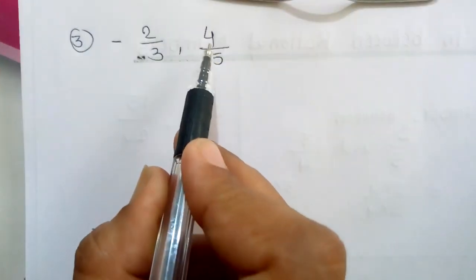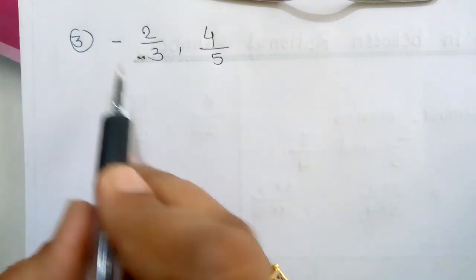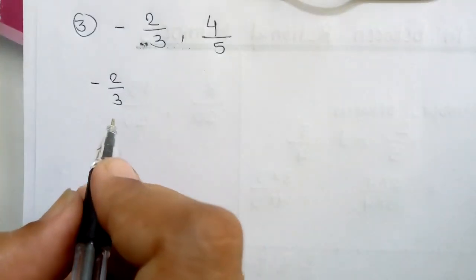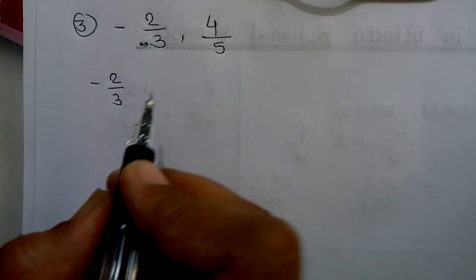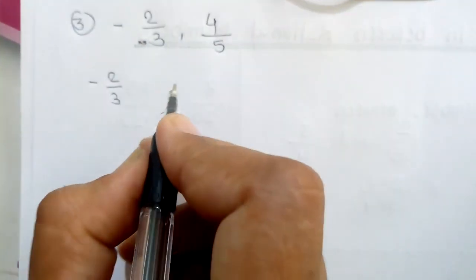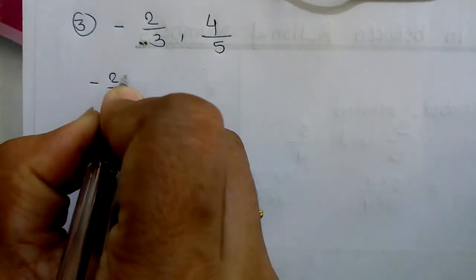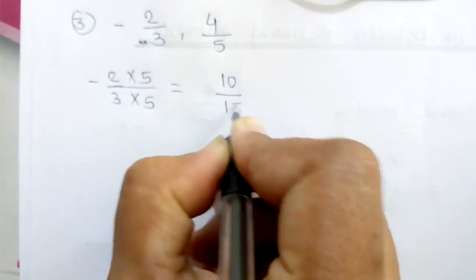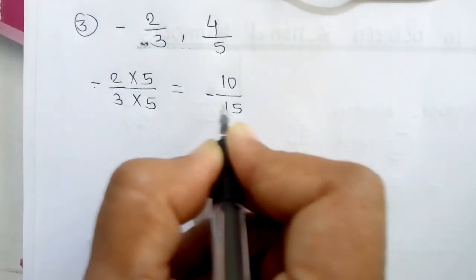Negative 2 upon 3 and 4 upon 5 are fractions, rational numbers, of the third example. Here again we will make denominators equal. The first fraction is negative 2 upon 3. To make the denominators equal, we see the denominator of the second fraction. It is 5, so we multiply by 5, upstairs and downstairs. My fraction will be 5 2s are 10, 3 5s are 15, and the sign is minus.